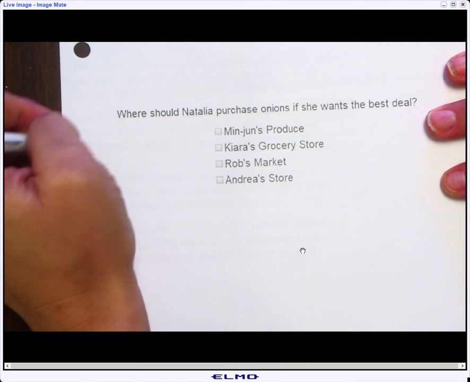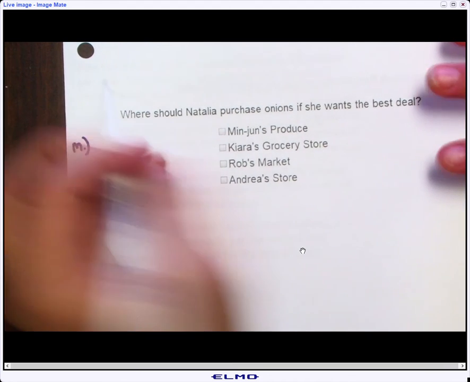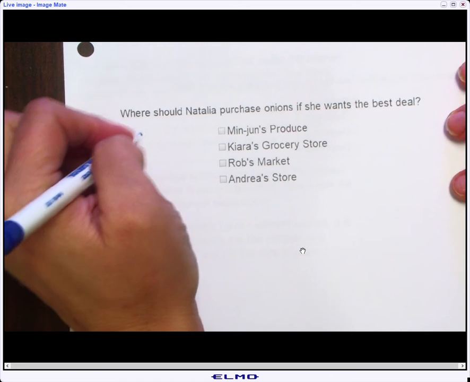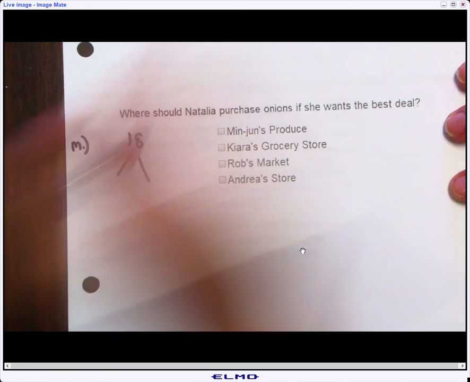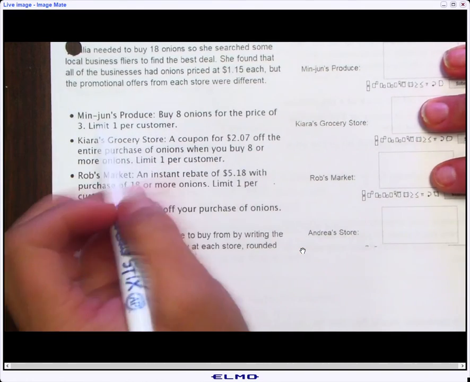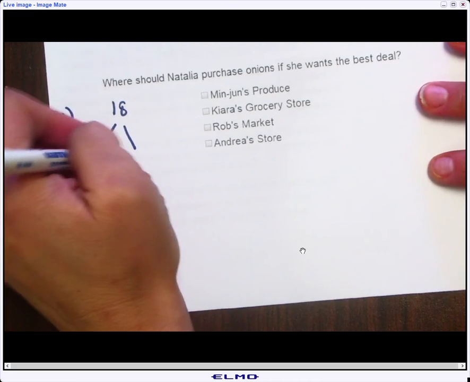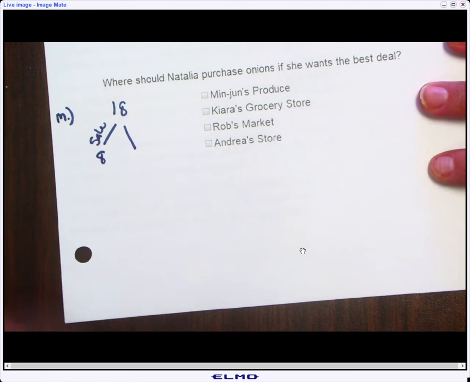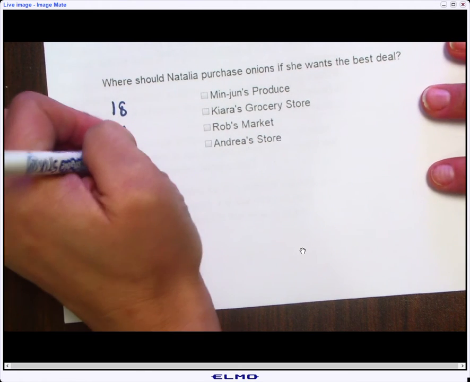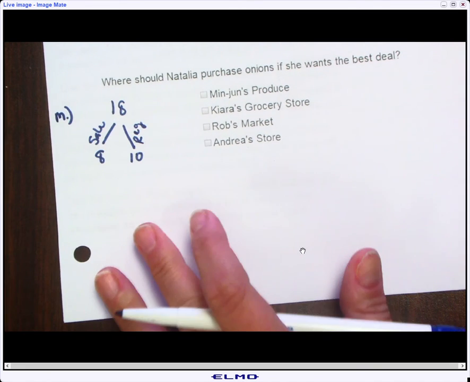I'm going to put the work down here. I'm going to put an M for Min Jun just so that I know that that's the work that I'm doing. I want to buy 18 onions, or Natalia wants to buy 18 onions. And looking at my option, I get 8 onions for the price of 3. I can only do that once. So 8 of my onions are going to be at that sale or that discount price, and the other 10 onions I'm buying are going to be at the regular price.